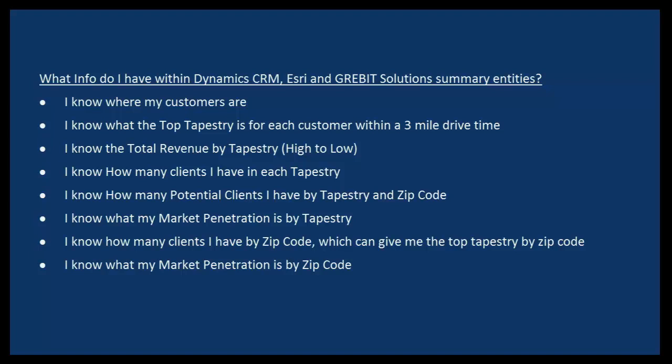You know where your customers are. You know the top tapestries for each customer. You know the total revenue by tapestry, high and low. You know how many clients you have in each tapestry. You know how many clients, potential clients, you have in each tapestry, again by zip code. You're able to figure out the market penetration by tapestry.